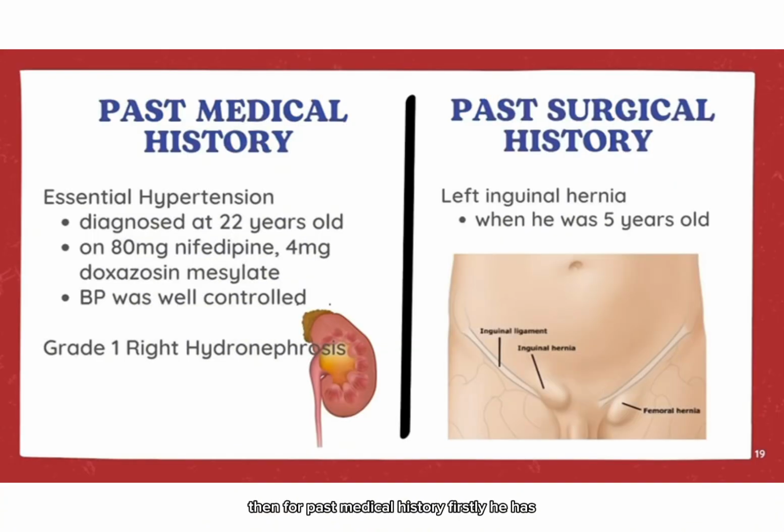Then, for past medical history, firstly, he has essential hypertension, which is high blood pressure, diagnosed at 22 years old and on 80 mg nifedipine and 4 mg doxazosin acylate on a regular basis, and his blood pressure was well controlled. Secondly, he has grade 1 right hydronephrosis, which is swelling of the kidney due to accumulation of urine. For past surgical history, he had a left inguinal hernia when he was 5 years old.